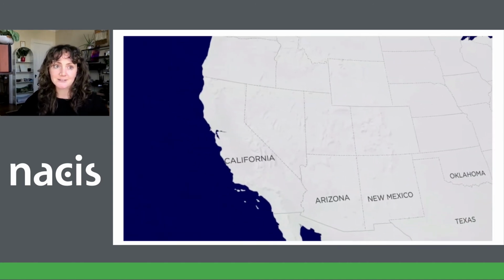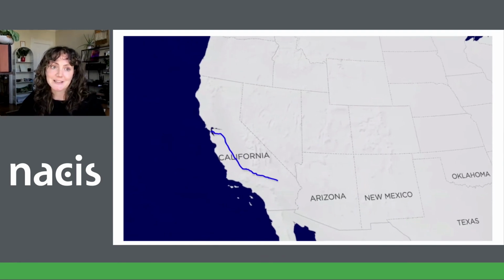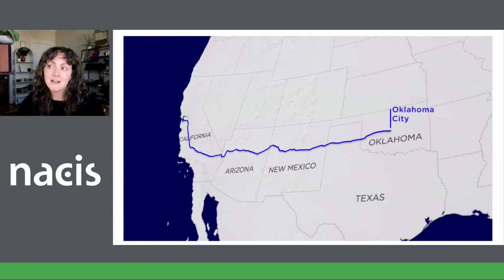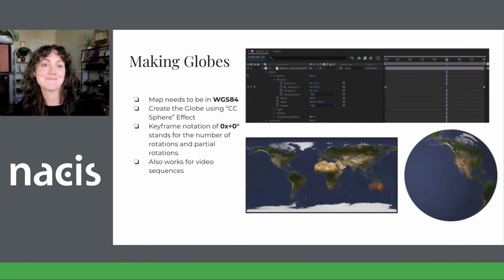What does this look like? Here I've created a little animation of what it'd be like if I basically drove from San Francisco to Oklahoma City. Which I obviously haven't done because this talk is pre-recorded.